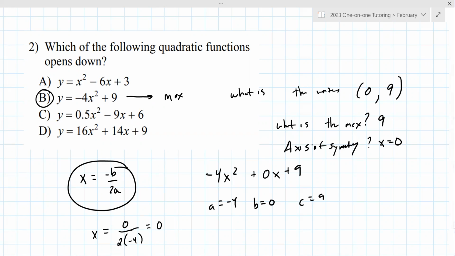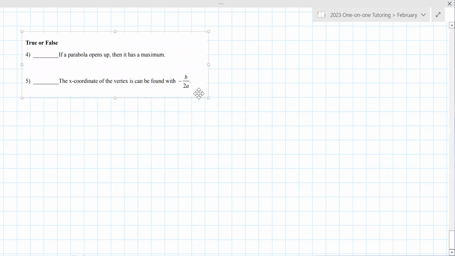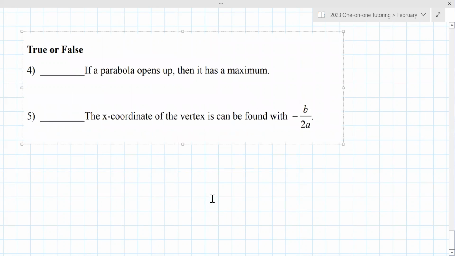Very good. Let's see if we can do a quick true false here on these. Let me get this snipped in. Here we go. All right, take a look at these. Number 4 is false, and number 5 is true. Yes, very good.